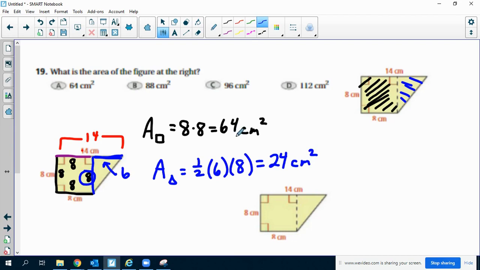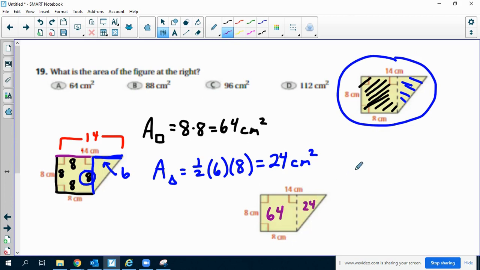Then what I want to do, in order to find the area of the entire figure, is add these two things together. So 64 plus 24 gives me 88 centimeters squared. So the answer is B.